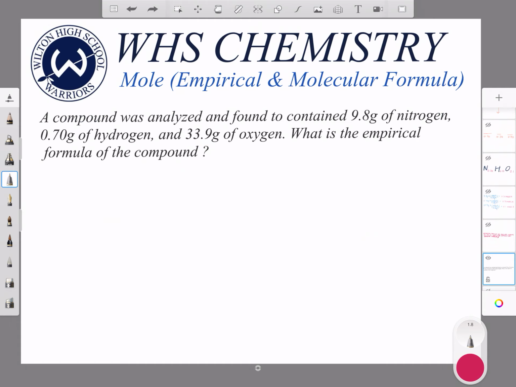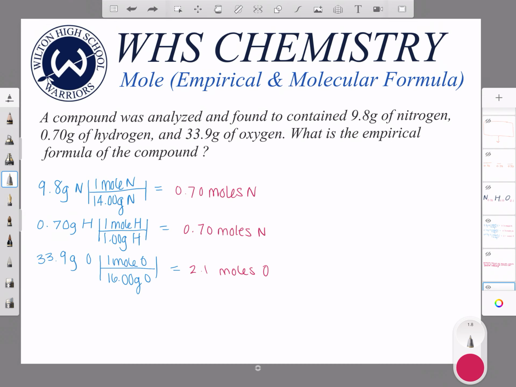So the first thing we need to do is make sure that all of our measurements that we start off with are in grams. Luckily for us, all the measurements of nitrogen, hydrogen, and oxygen in this problem already start off in grams. But if they don't, say for example if they start off in kilograms, you need to convert them to grams. But since they start off in grams, we are good to go. So now for all of these, we need to do some conversions from grams to moles. I've done that here for us.